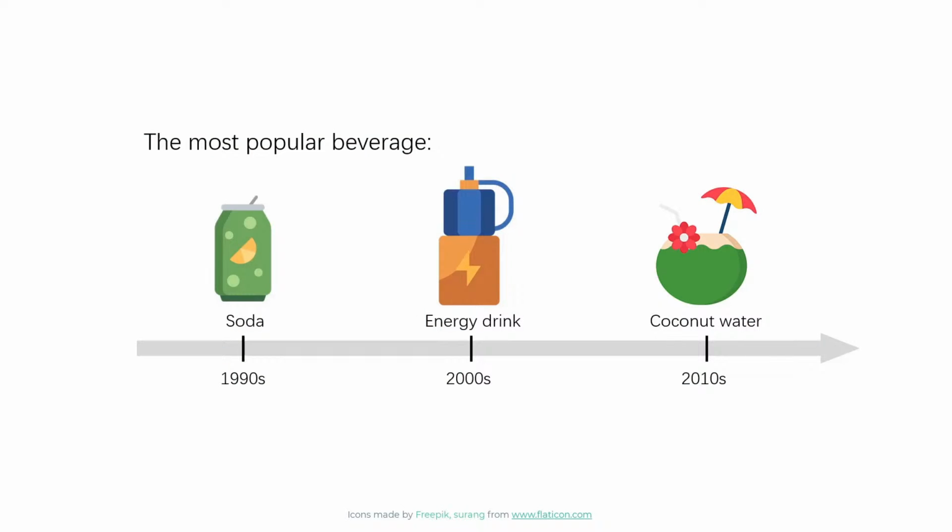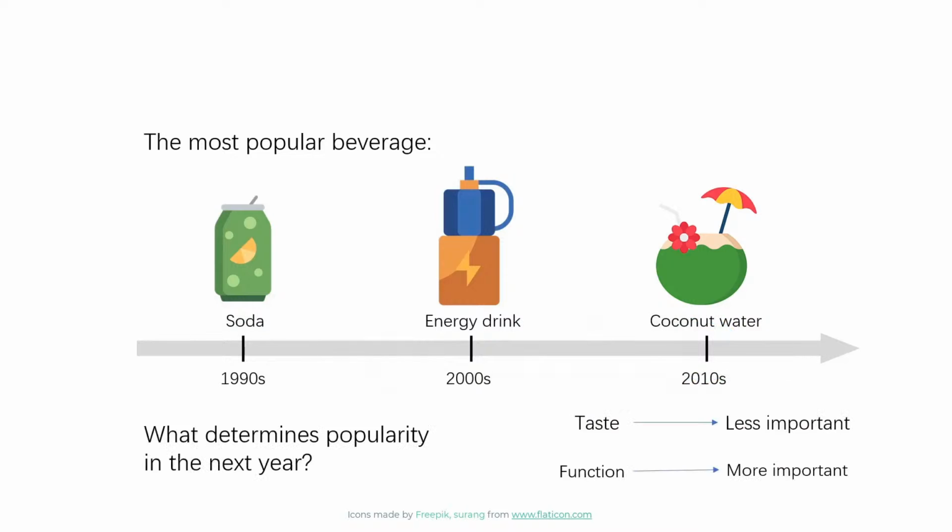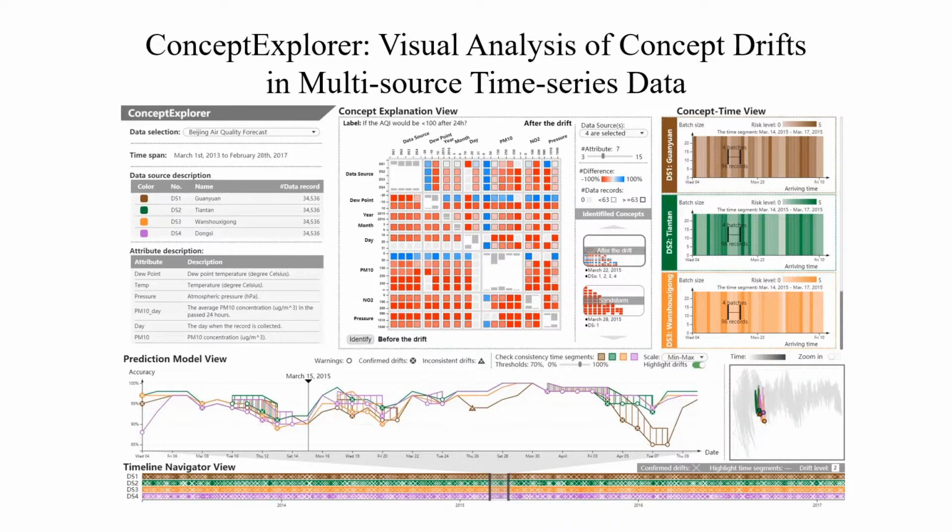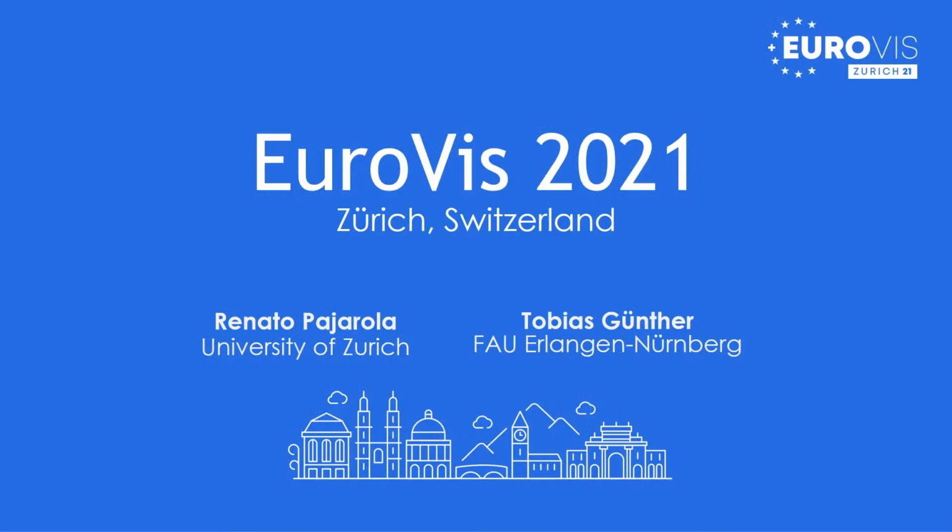As data is changing, our understanding of data should be updated correspondingly. Based on machine learning approaches, we formulate a drift-level index to monitor the evolution of multi-source data, which allows users to capture and reason significant changes from time series data. The proposed visual analytics system is called Concept Explorer. More details can be found in our talk.